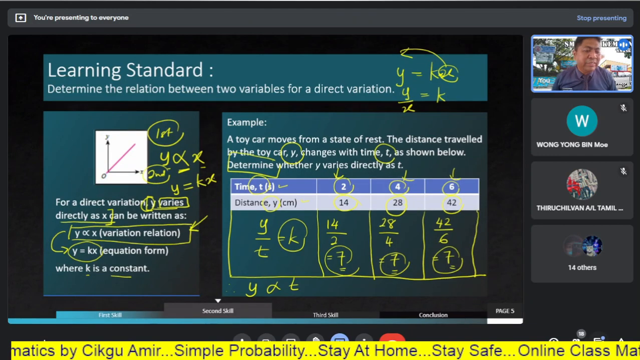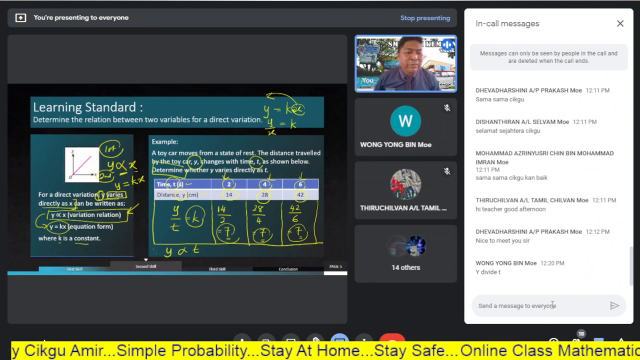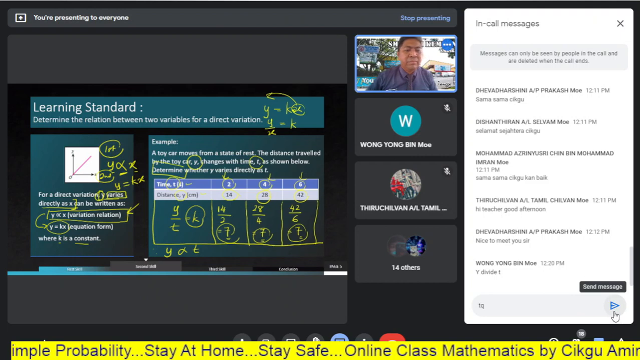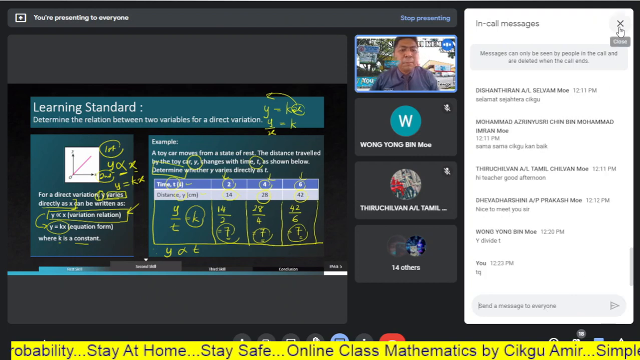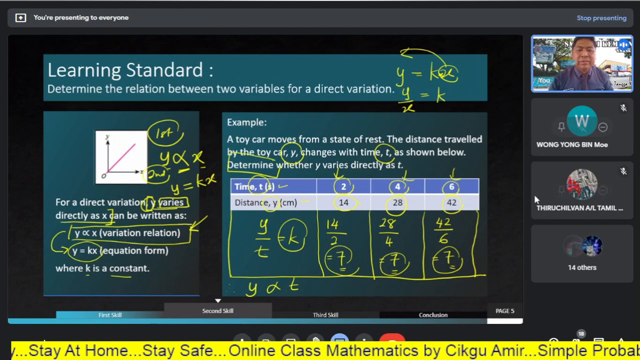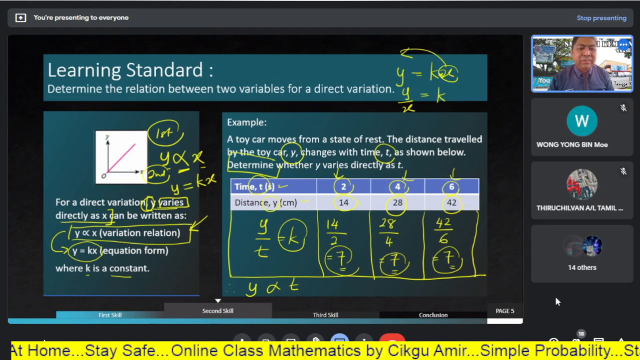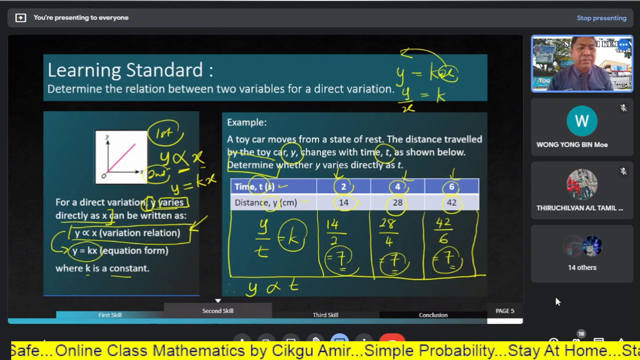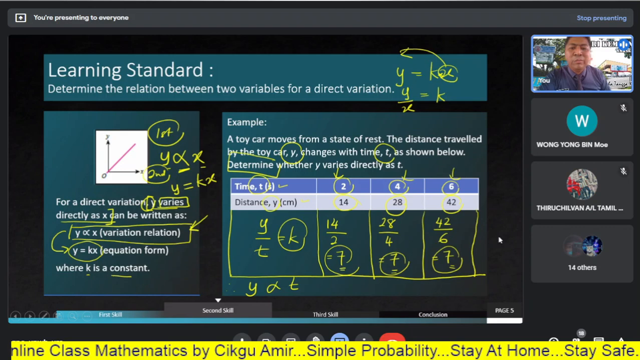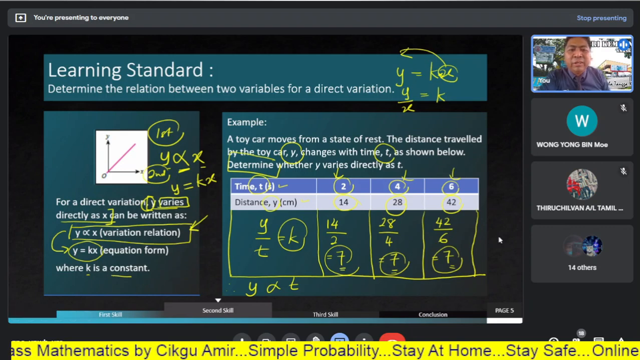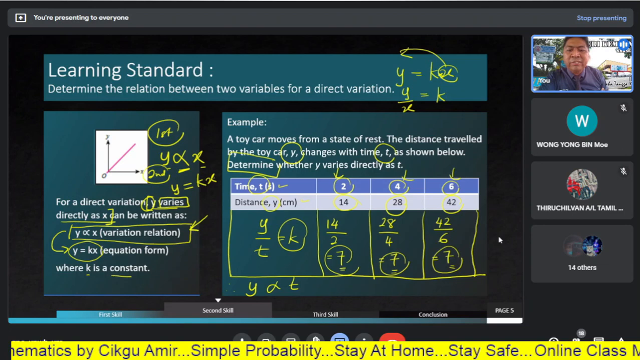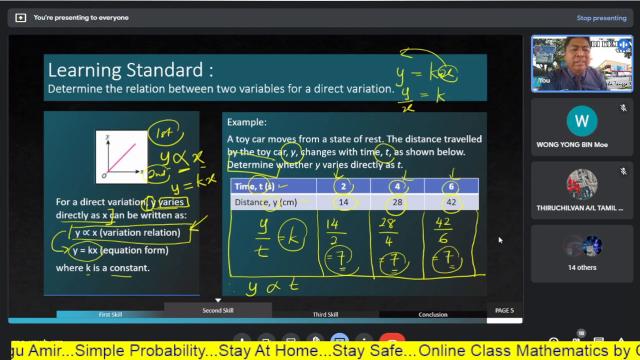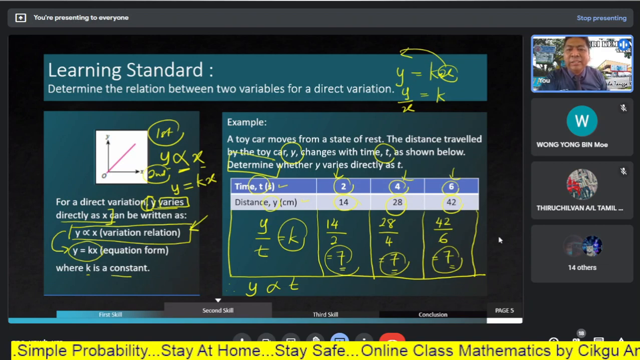First example, any question? Y divided by t. If no question, we move to the second example. Maybe you cannot understand totally, 50-50 understand, but we move slowly and do more examples until you can understand all.